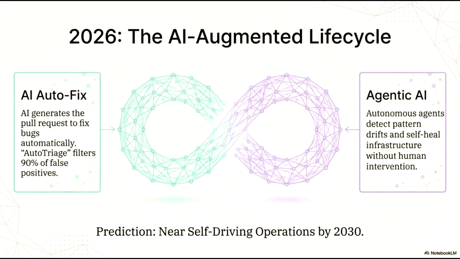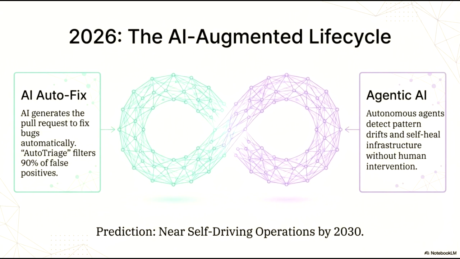Moving to the right, we encounter agentic AI. This represents a more advanced stage of autonomy, where intelligent agents monitor systems in real time. These agents are designed to detect pattern drifts and initiate self-healing protocols for infrastructure without the need for manual human intervention. This creates a resilient, closed-loop environment that maintains its own health and stability.